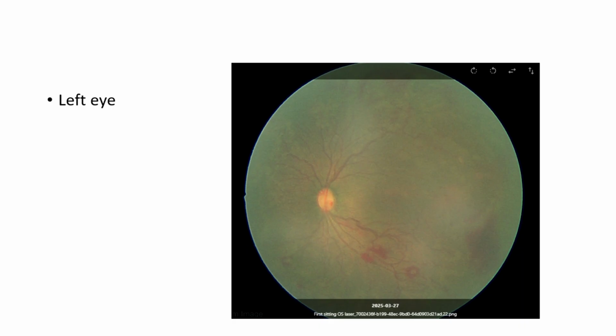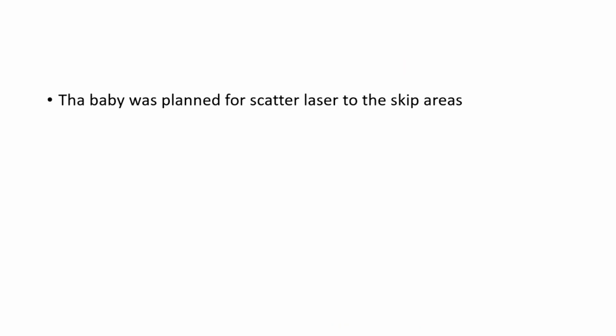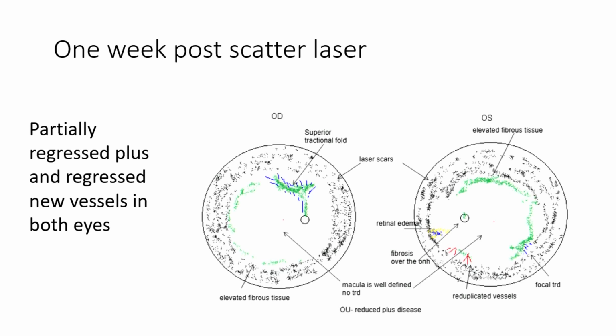This is also the same picture. See hemorrhages. You see those popcorns are not very clearly seen, but you can see the whole thing is filled with this tissue over the vessels all around the place. Plus you have retinal edema. These whitish lines are all retinal edema. There's injury to the retina because it's avascular. So the baby was planned for scatter laser again to the skip areas.